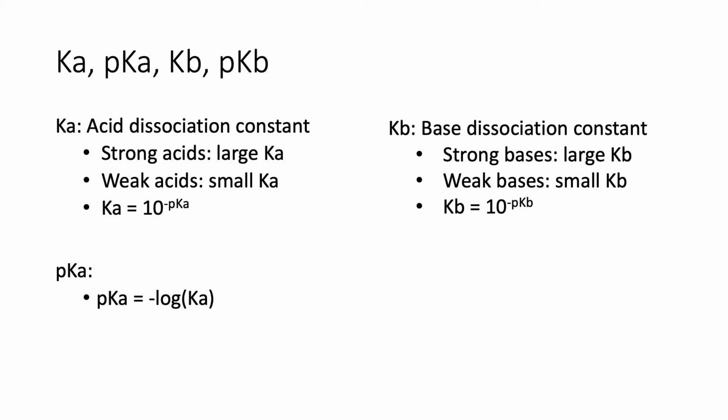The Kb is quite similar to the Ka, except that the Kb is the base dissociation constant. So, as mentioned, strong bases have a large Kb, and weak bases have a small Kb. And to calculate the Kb, you would just take 10 to the power of negative pKb. To calculate the pKb from the Kb, you would just take the negative log of the Kb.